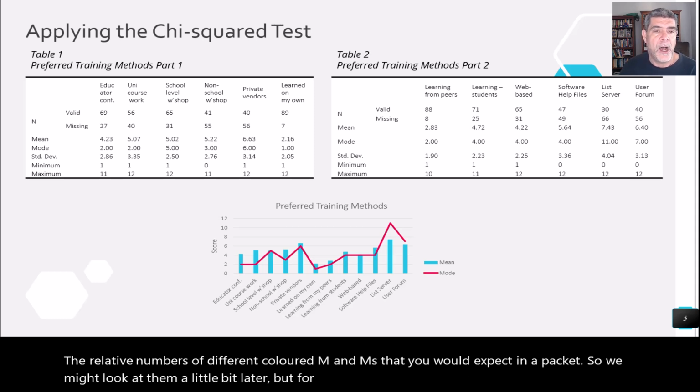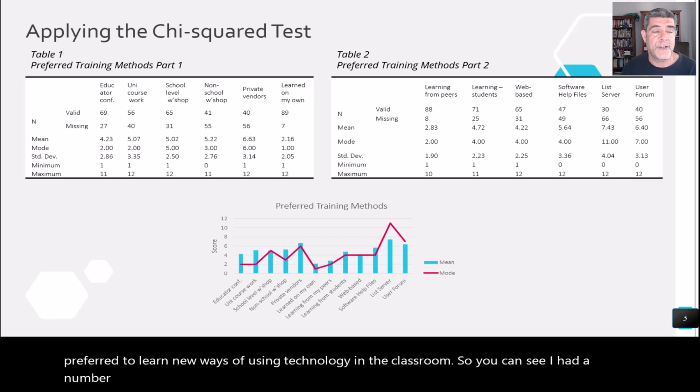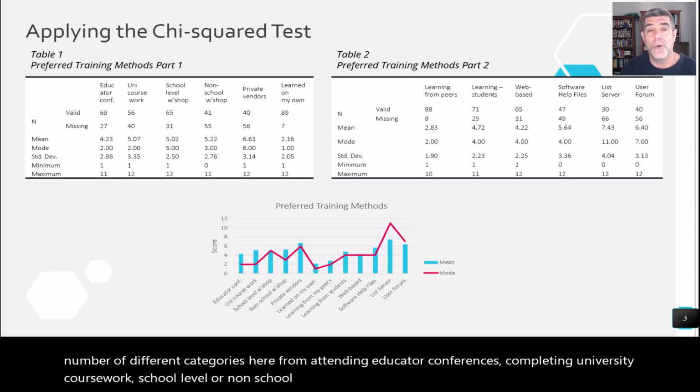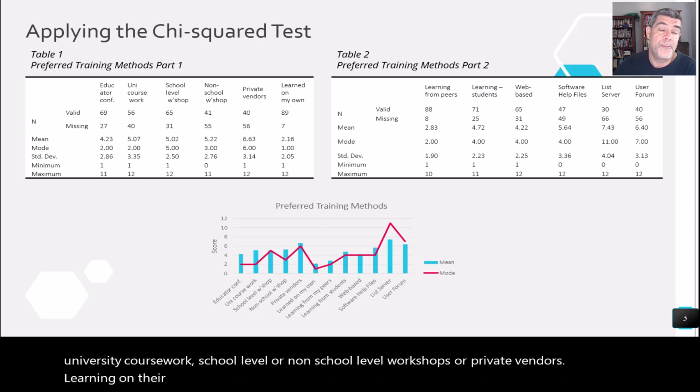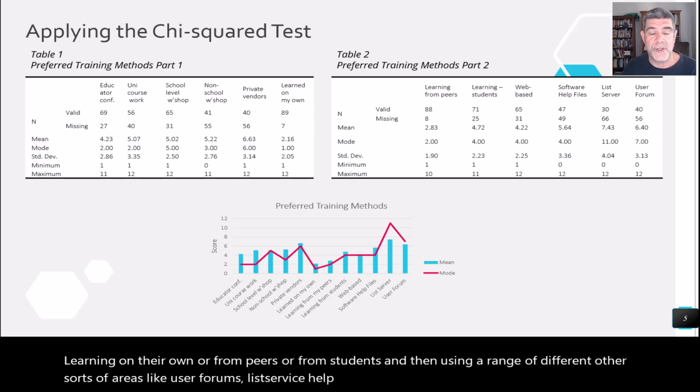But for this one, I looked at the different ways that teachers preferred to learn new ways of using technology in the classroom. So you can see I had a number of different categories here, from attending educator conferences, completing university coursework, school level or non-school level workshops or private vendors, learning on their own or from peers or from students, and then using a range of different other sorts of areas like user forums, listservs, help files, and web-based training, that sort of thing.